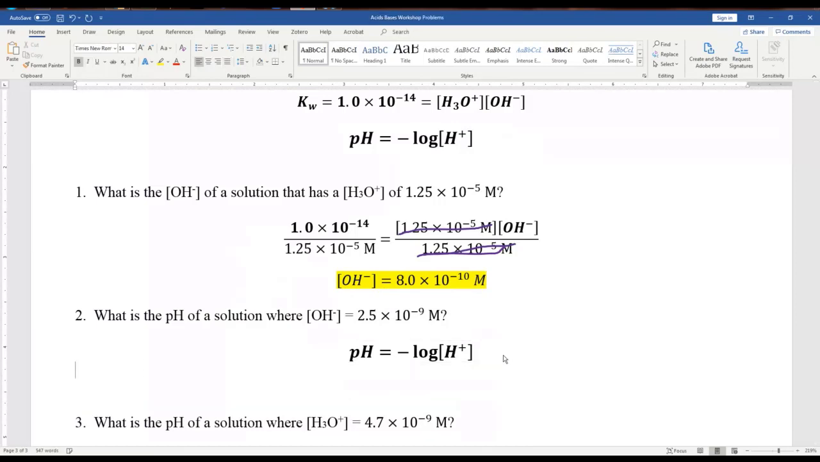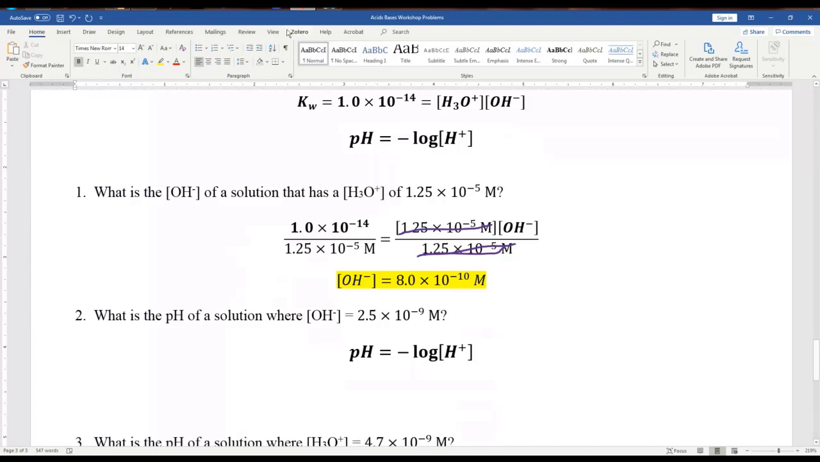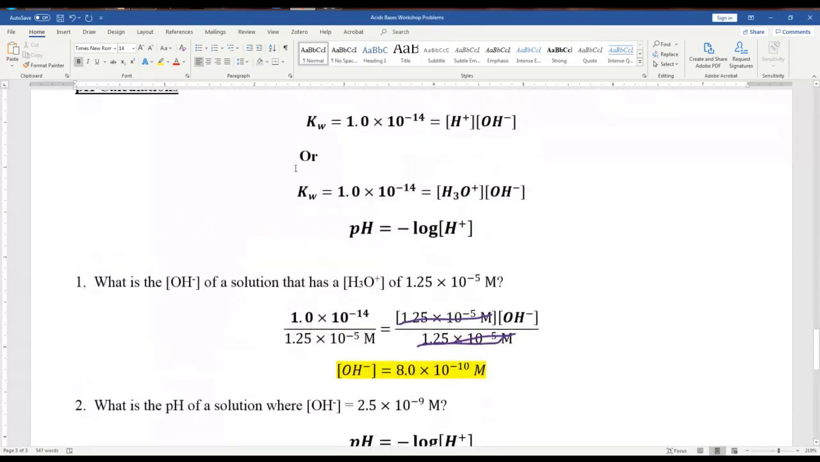We need to get the pH, which is negative log of the H plus, but we don't have the H plus, do we? Frank said no. That's right. What do we have? We have OH minus. So we have to use the OH minus to solve for the H plus, and to do that, we need to use this bad boy right here.